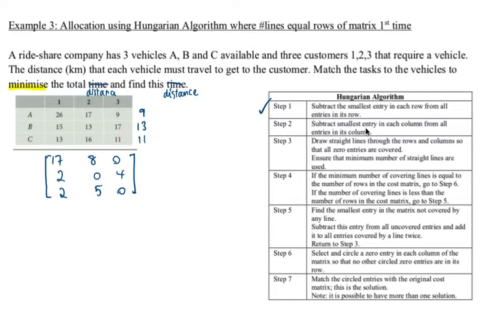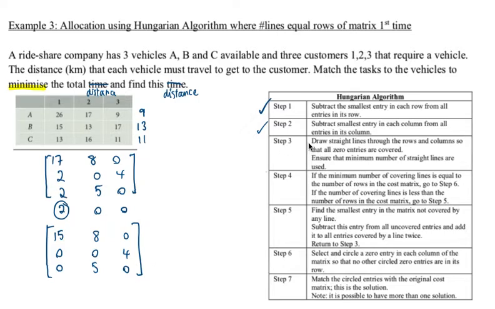Step 2, subtract the smallest entry in each column from all entries in its column. So what's the smallest value in that column? It's 2. What's the smallest in these? Well, we can see these are zeros. So what we're going to do is redraw our matrix, and we're going to subtract 2 from these column values and 0 from this and 0 from this. So 17 minus 2, and there we go. We've got our new row and column reduced matrix. So we've completed step 2.